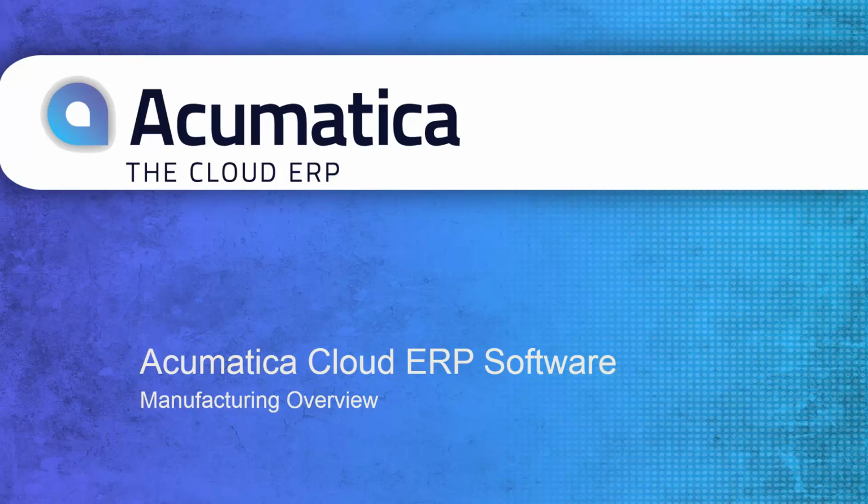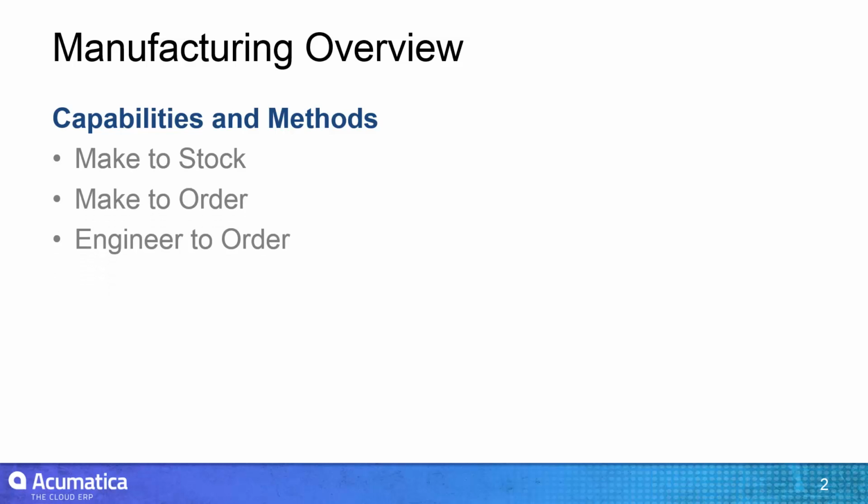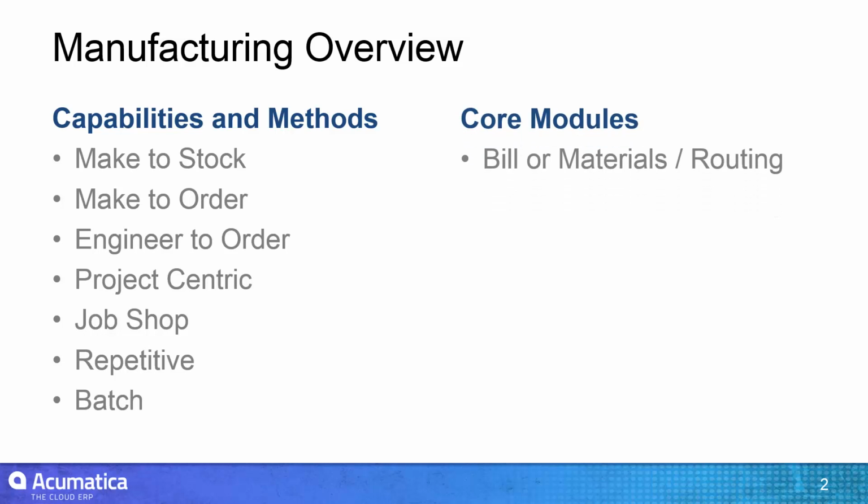The Acumatica Manufacturing Suite provides a complete manufacturing automation solution integrating your shop floor with sales, accounting, ordering, and inventory. It integrates with all Acumatica suites to deliver a powerful and complete solution for make-to-stock, make-to-order, engineer-to-order, project-centric job shop, repetitive, and batch manufacturing companies.